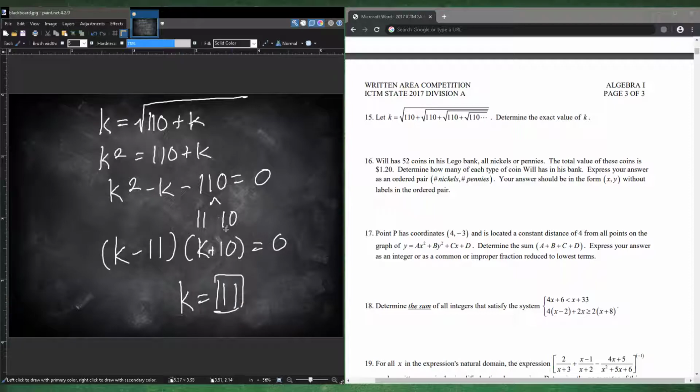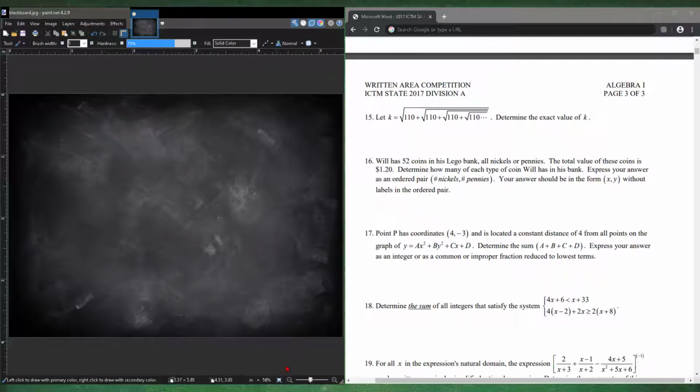It cannot be negative 10 because you can't take the square root of a positive and make it negative. That's just the fundamental principle of radicals.